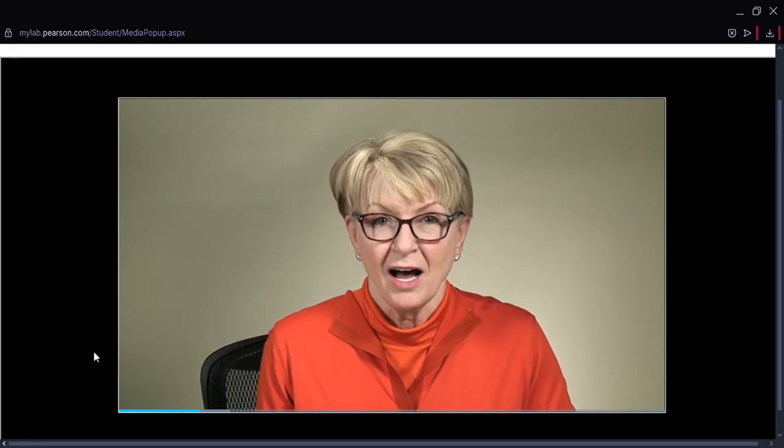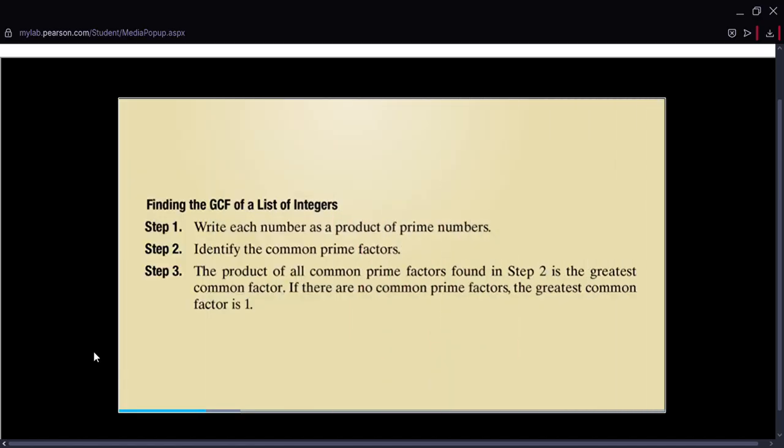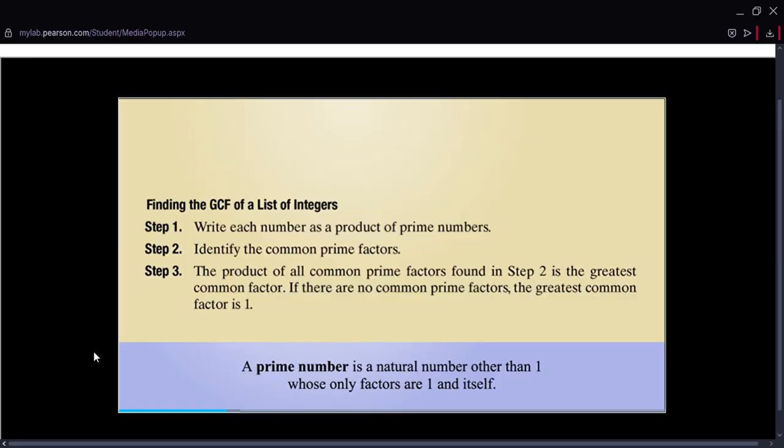So let's first talk about that in terms of integers. Let's look at some steps we can use to find the greatest common factor of a list of integers. Find the GCF, the greatest common factor of a list of integers. Step 1, write each number as a product of prime numbers. Now, if you forgot, and I'll go over this again, a prime number is a natural number other than 1 whose only factors are 1 and itself.